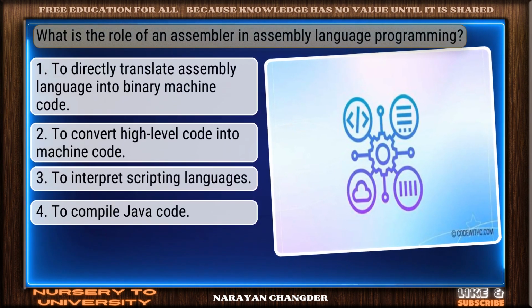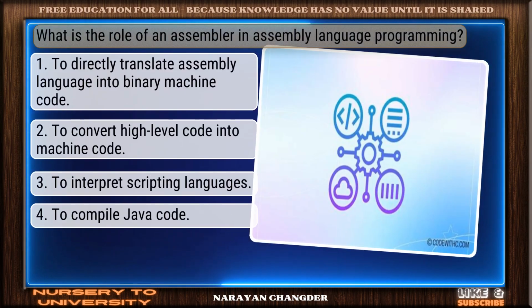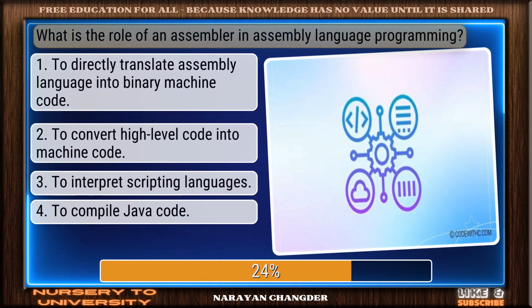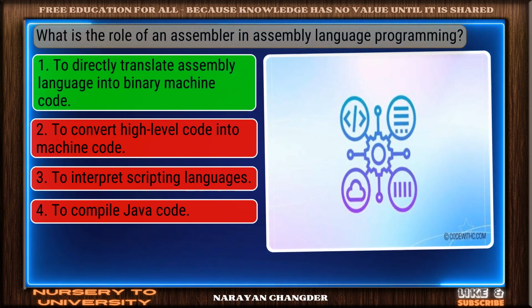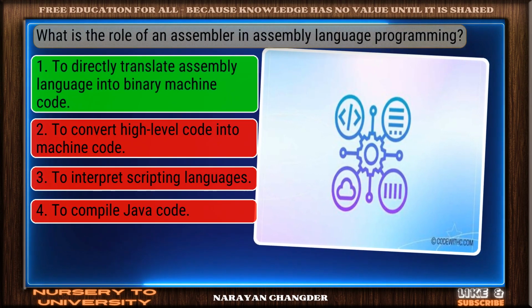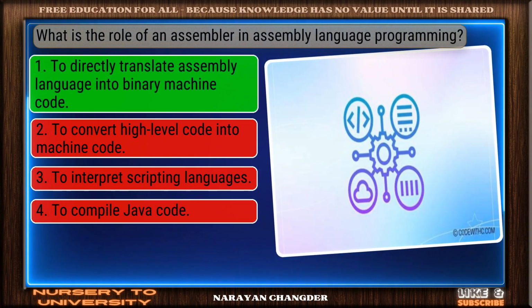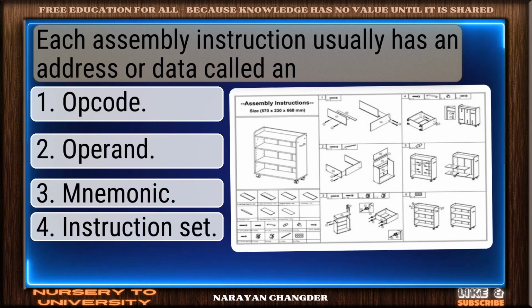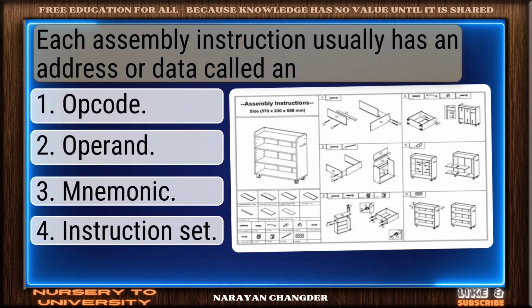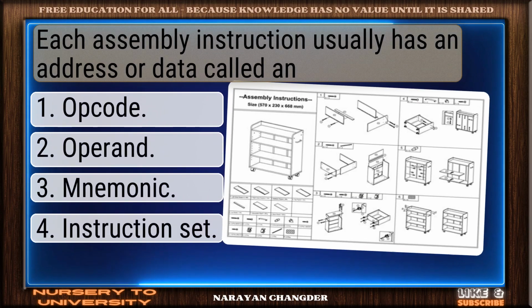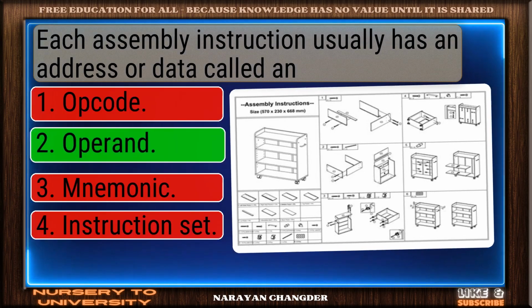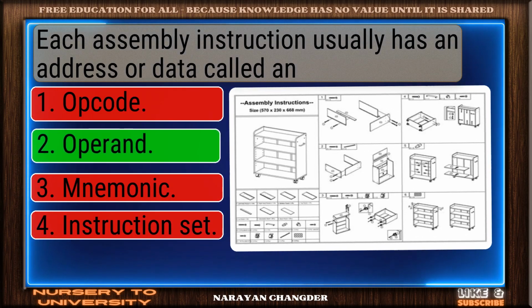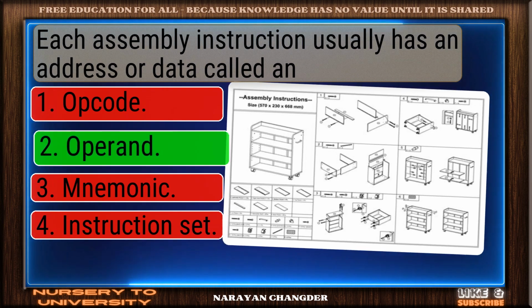Question number 13. What is the role of an assembler in assembly language programming? Excellent choice. To directly translate assembly language into binary machine code is the right answer. Question number 14. Each assembly instruction usually has an address or data called an blank. Sharp thinking. Operand is the right choice.